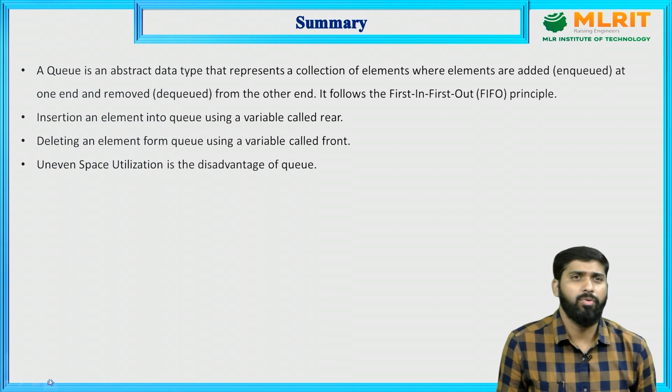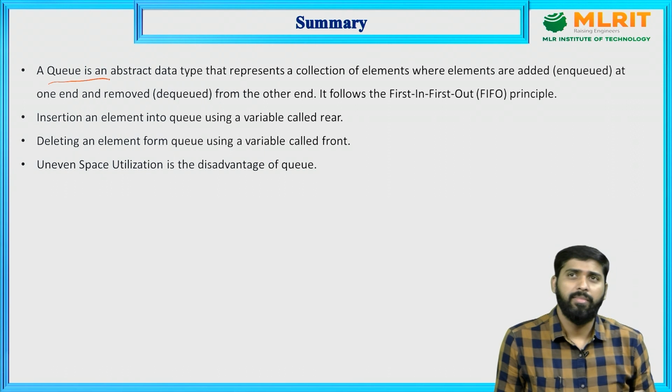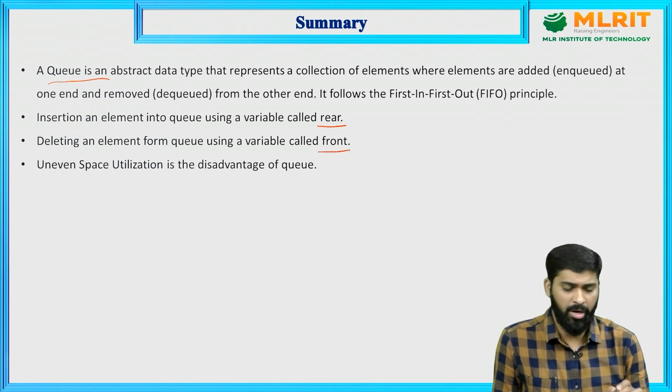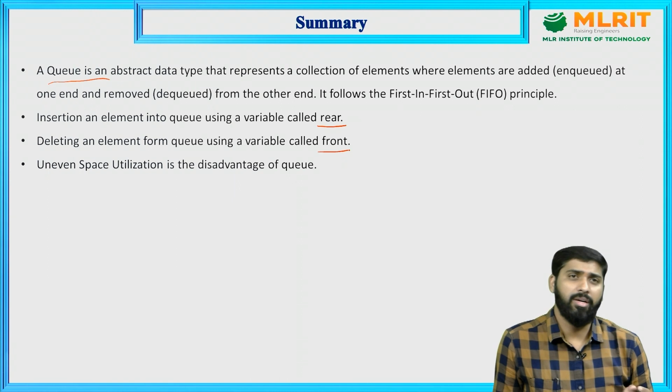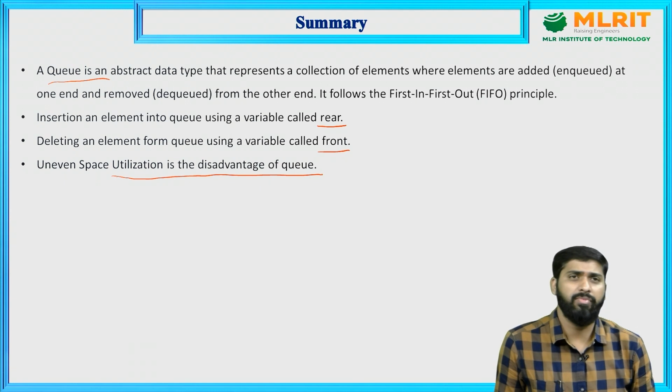Summary of today's lecture. First we discussed the Q definition. Q is an abstract data type that represents a collection of elements where elements are added at one end and removed from another end. It follows the first in first out, FIFO, principle. Insertion of an element into the queue uses a variable called rear. Deleting an element from the queue uses a variable called front. And uneven space utilization is the disadvantage of queue here.